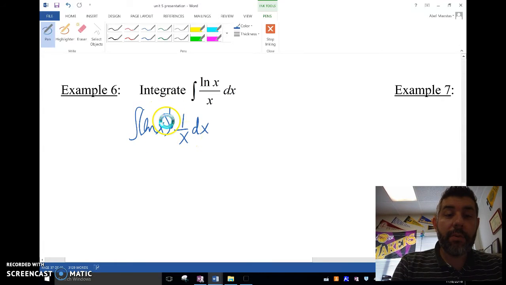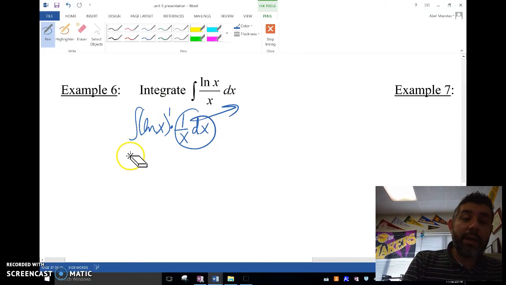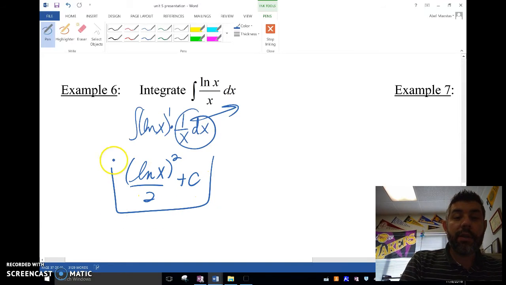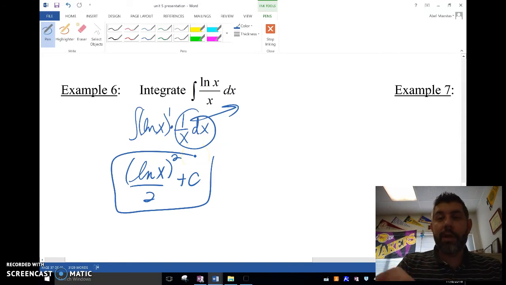And just for the heck of it, I'm going to put it to the 1 power. What's the derivative of ln x? 1 over x dx. So this right here actually is our hook. And this is a reverse power rule for integration. So I'm going to end up with (ln x) squared over 2 plus c. That's kind of a tricky one, huh?